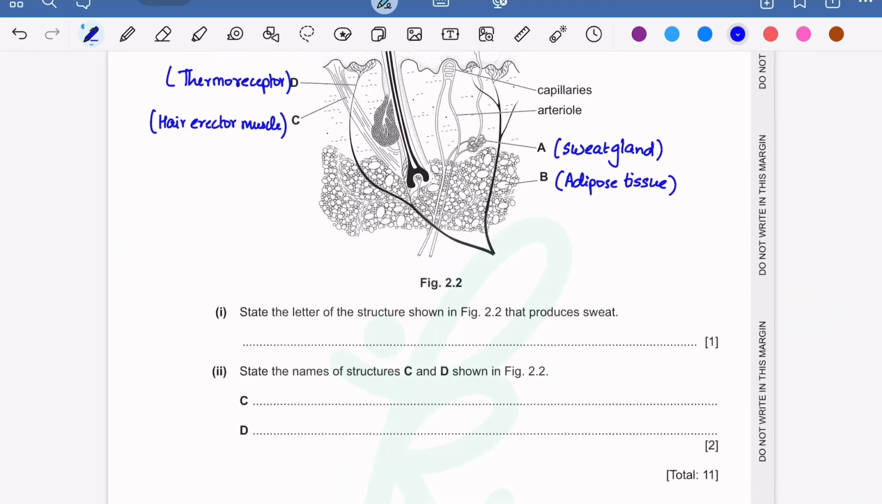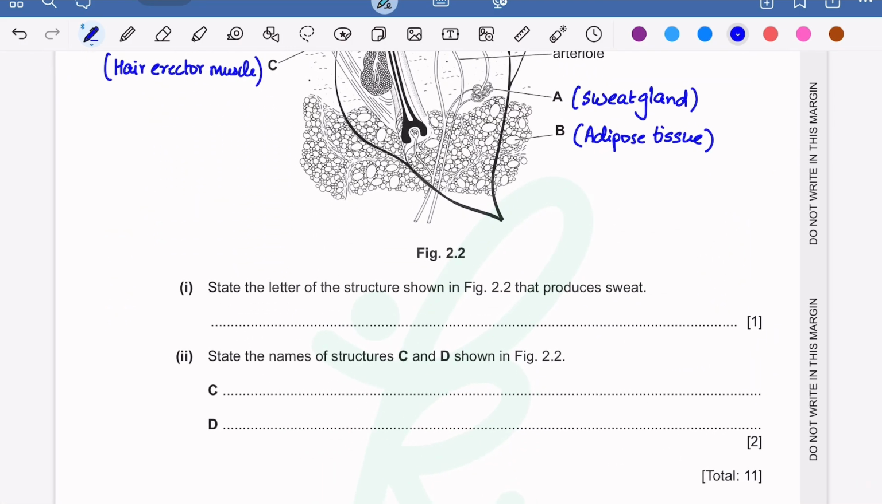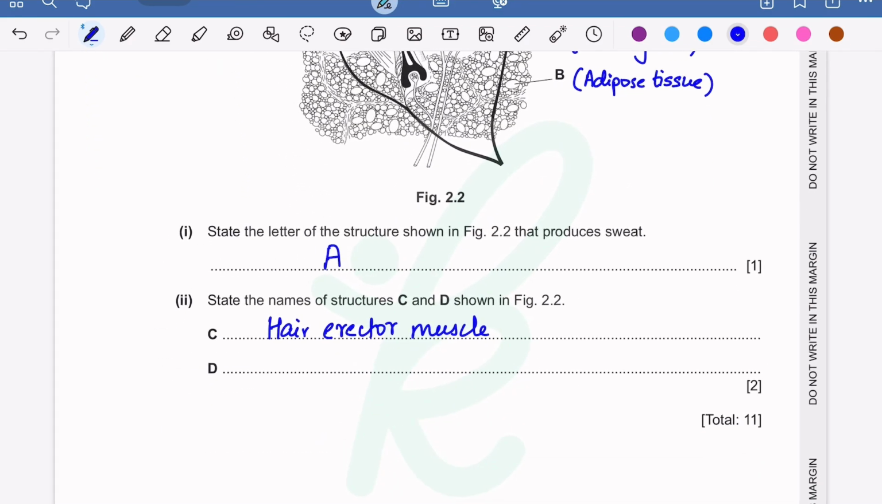Now let us move on to the questions. State the letter of the structure shown in figure 2.2 that produces sweat. So as we marked above, the sweat gland produces sweat. So for that the answer will be A. State the names of the structures C and D, which we have already named. C is the hair erector muscle and D is the thermoreceptor.